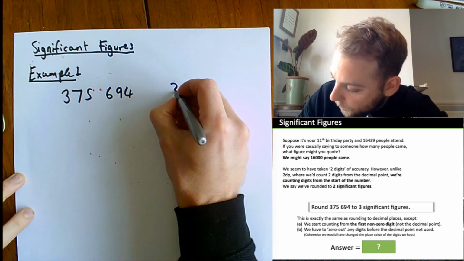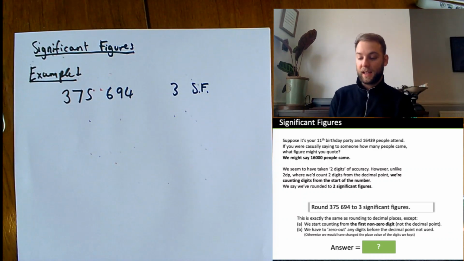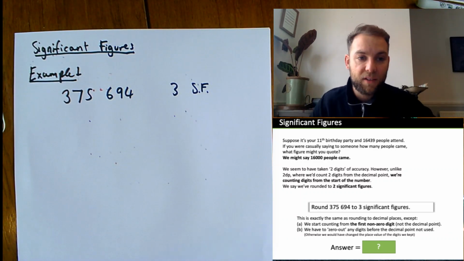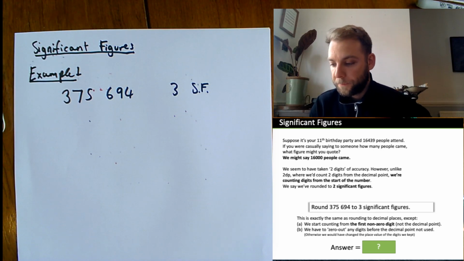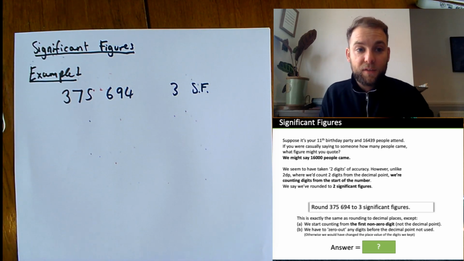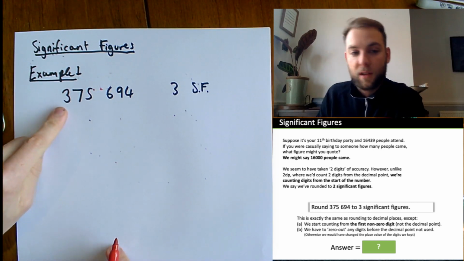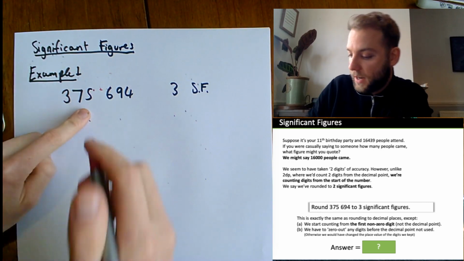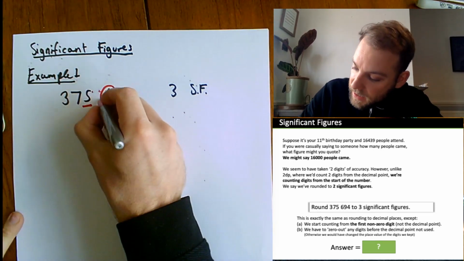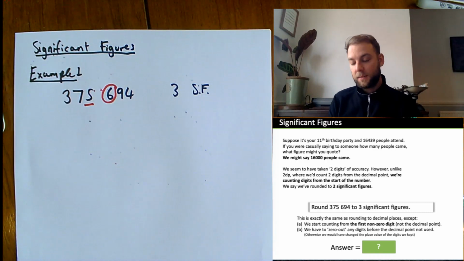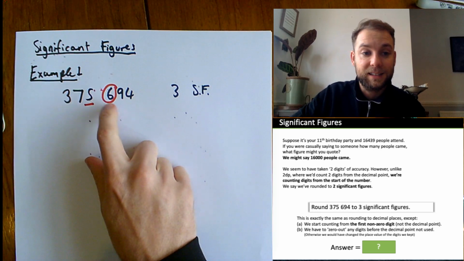375,694, and they want it to 3 significant figures. So if they want it to 3 significant figures, I start at the first non-zero value, which in this case is equal to the 3. So I go 1, 2, 3. So that's the one I'm looking at here. The number next to it, so it's still the same, is going to be telling me whether I round up or stay the same. In this case, I can see that I'm going to round up.